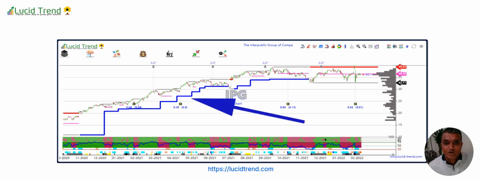As you can see in this chart, the blue line represents the support line and the red line refers to the resistance level. The system will raise the support line as the trend progresses. Once the trend is broken, the bearish trend is indicated.